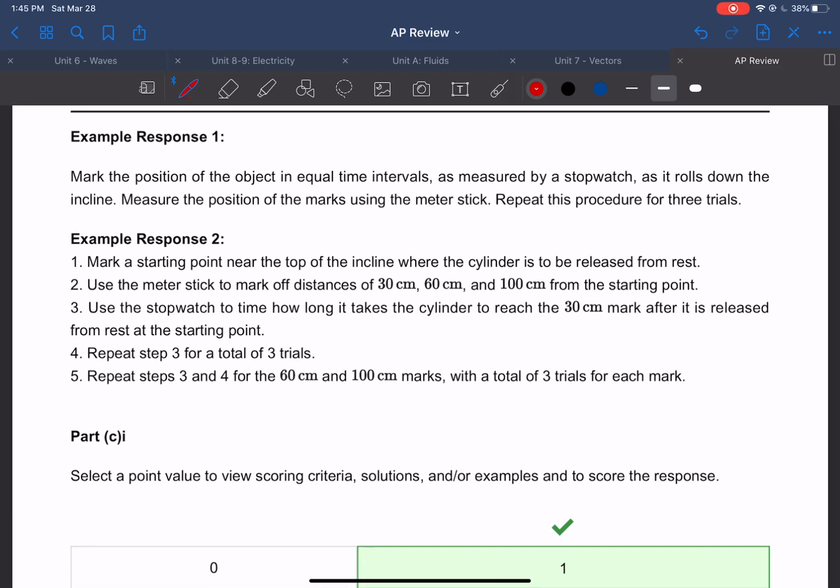One of the things is they want you to mark off multiple distances. So you're taking multiple data points or multiple measurements, and the other thing is multiple trials. Remember, these are the two things that I stressed early in the year: multiple data points and multiple trials. They actually don't require a whole lot here. They say 3 trials would be fine for this hypothetical experiment. So as long as you mention that you're going to repeat these trials, that would be an important thing that you want to make sure that you mention.